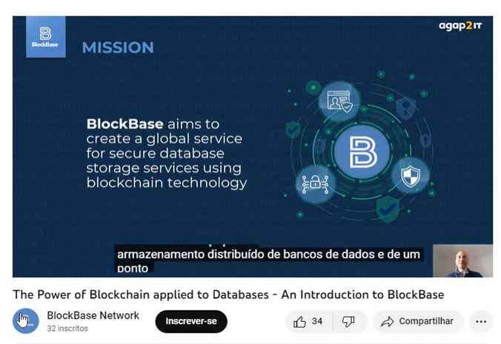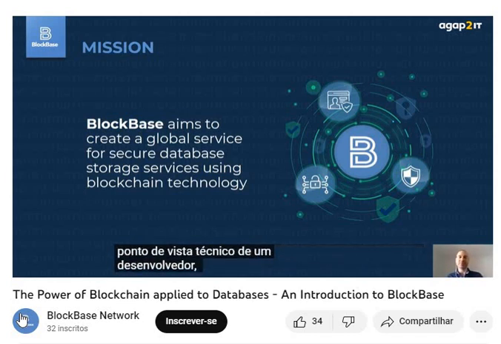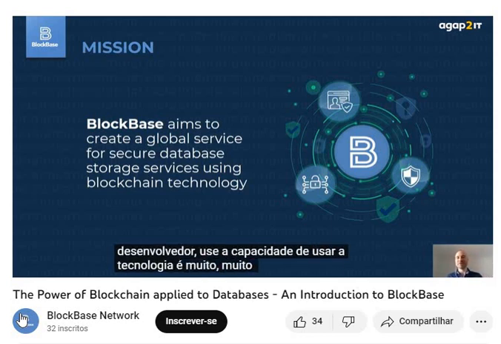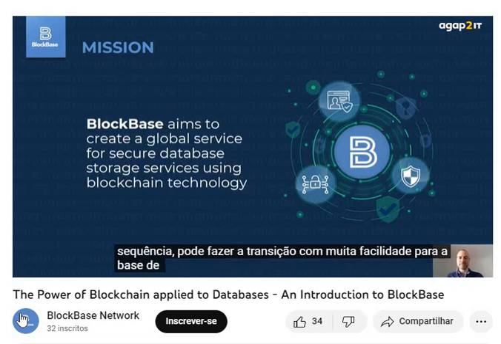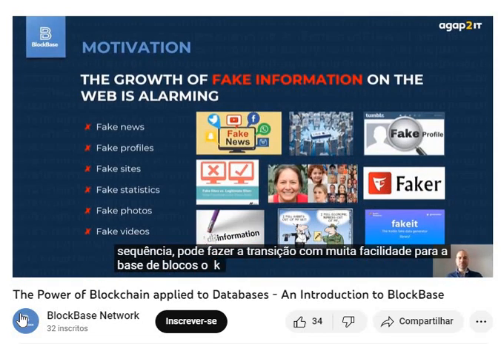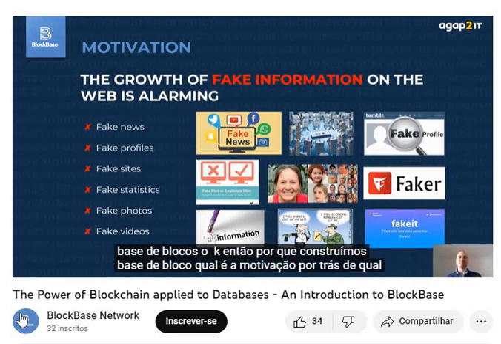And from a technical standpoint, in terms of developer usability, it is very, very similar to a traditional database. So if you know SQL, you can transition very easily to BlockBase. Okay, so why did we build BlockBase? What's the motivation behind BlockBase?